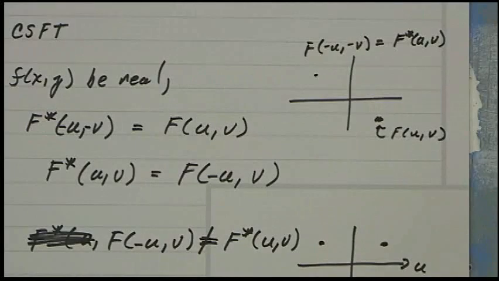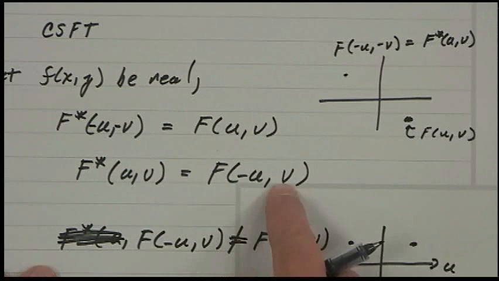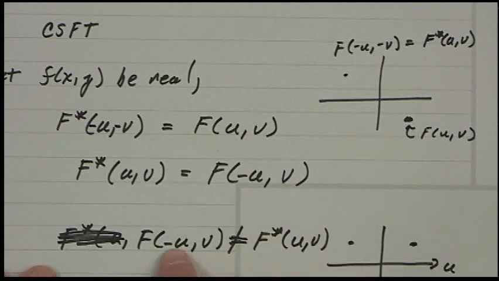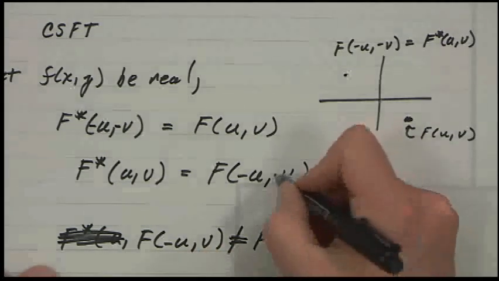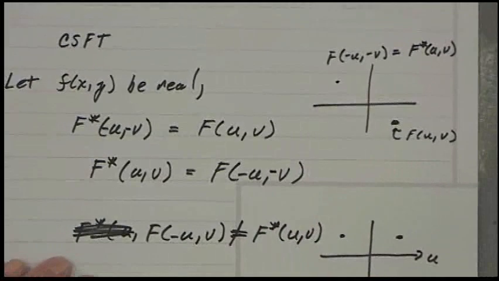Yeah. What's the difference between this one and this one? Yeah, because here I have minus u, but I don't have minus v. Same thing as the other. Oops. Thanks for pointing that out. So this is true. This is false. I almost exactly taught you the wrong thing.